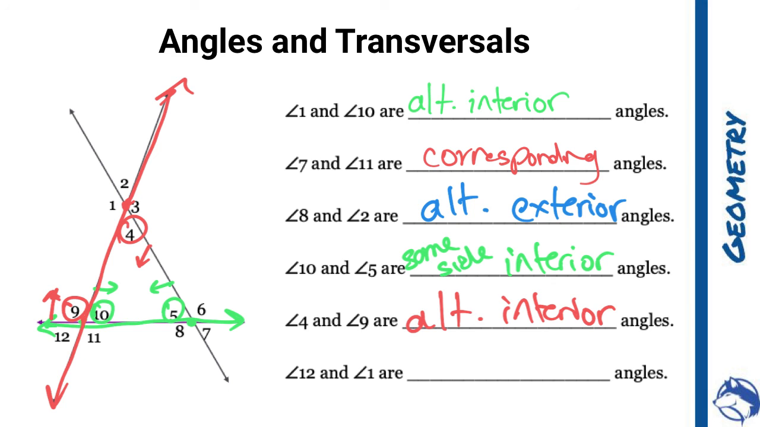And then the last one I've got is 12 and 1. So 12 and 1, which means I keep the same thing here, the same transversal. I'm drawing it in blue. They're both on the bottom left side, so these are corresponding.